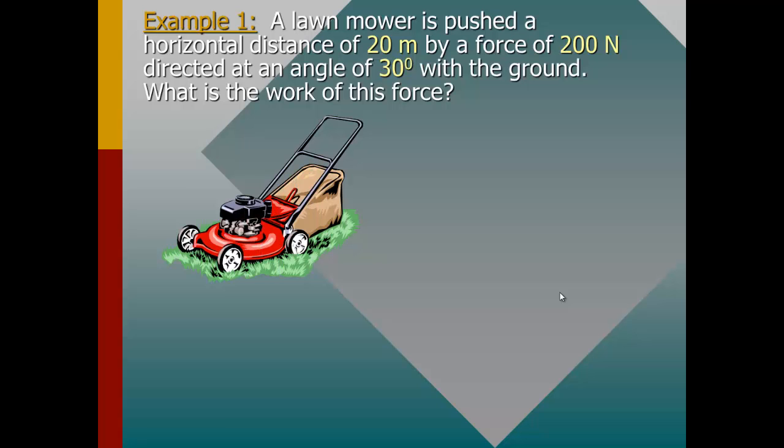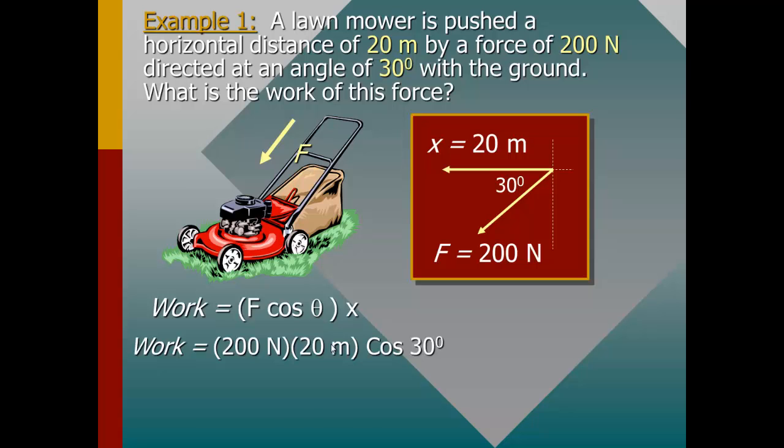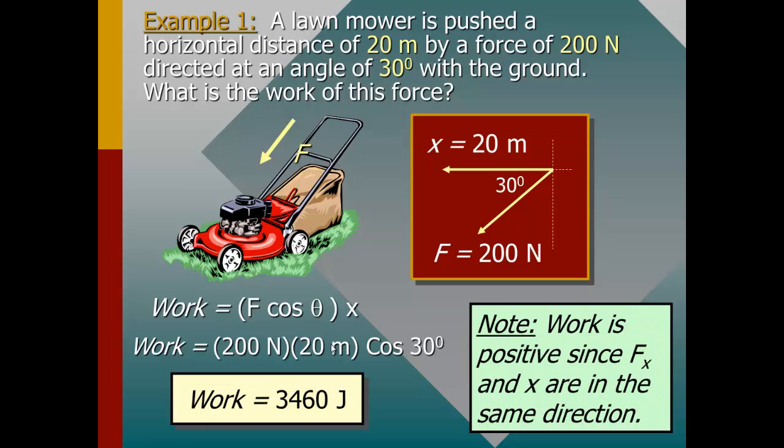How about this one? We have a lawnmower and it's being pushed a horizontal distance of 20 meters by a force of 200 newtons, directed at an angle of 30 degrees with the ground. What is the work of this force? We only want the component of the force that's acting along the x direction, so we're going to take the cosine of that. So here we have work is F cosine theta times x. Plug in our numbers and we get the work.